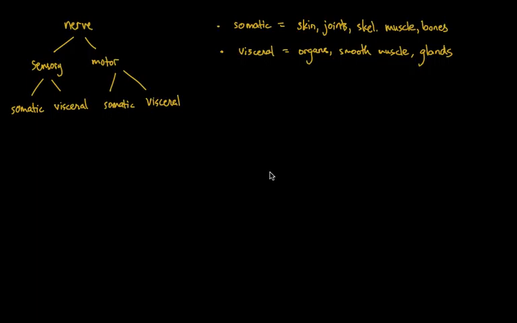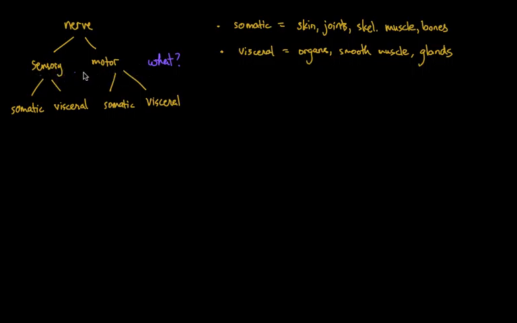All right, welcome back. So in the last video, we talked about what a nerve is, and we said a nerve is this physical thing, like a wire, that transmits information. And then, we talked about what type of information. So what type of information can you transfer?